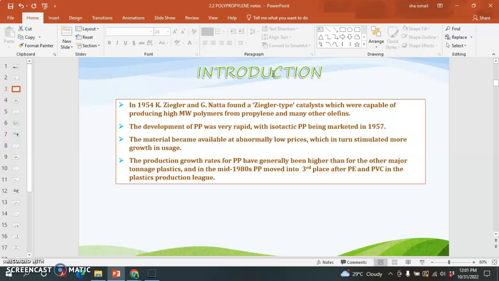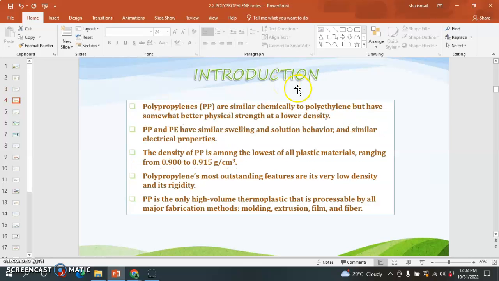So basically, the most widely used and produced PP is isotactic PP, the one with high crystallinity. Isotactic PP has very good crystallinity because of the presence of the methyl side group at the same side. Okay, now we look at the next slide.